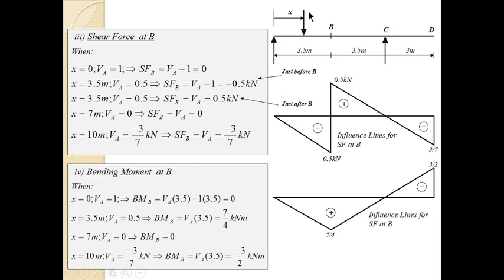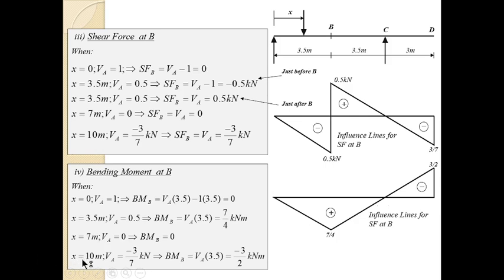We now go to when x is equal to 7. That means when the 1 kilonewton load is directly on top of C. By that, you will only have one force to the left of B, which is the reaction at A. And the perpendicular distance between the reaction at A and where we are taking moment is 3.5. So when x is equal to 7, VA will be 0, and because VA is 0, 0 multiplied by the perpendicular distance is 0. So the bending moment is 0. That's why the bending moment moved from 7 over 4 to 0 at point C.